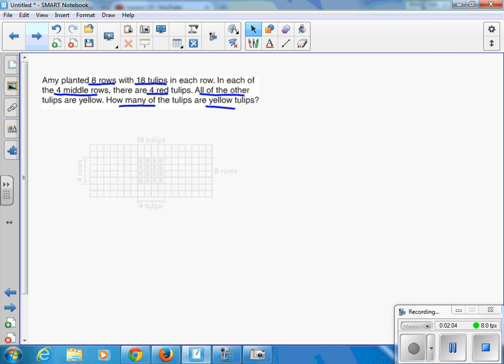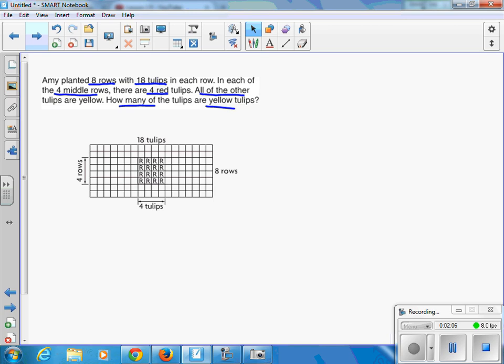So I have one already done for me. So if you can see, there are 8 rows: 1, 2, 3, 4, 5, 6, 7, 8 rows. And each row has 18 tulips: 1, 2, 3, 4, 5, 6, 7, 8, 9, 10, 11, 12, 13, 14, 15, 16, 17, 18.